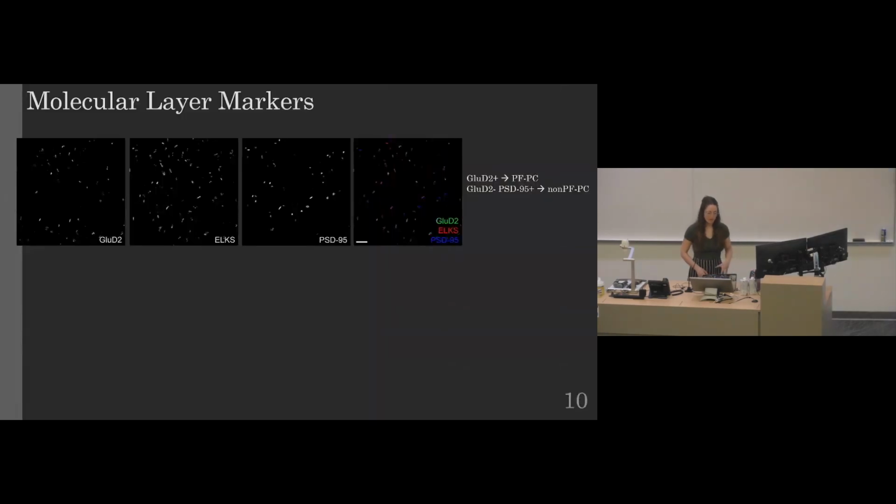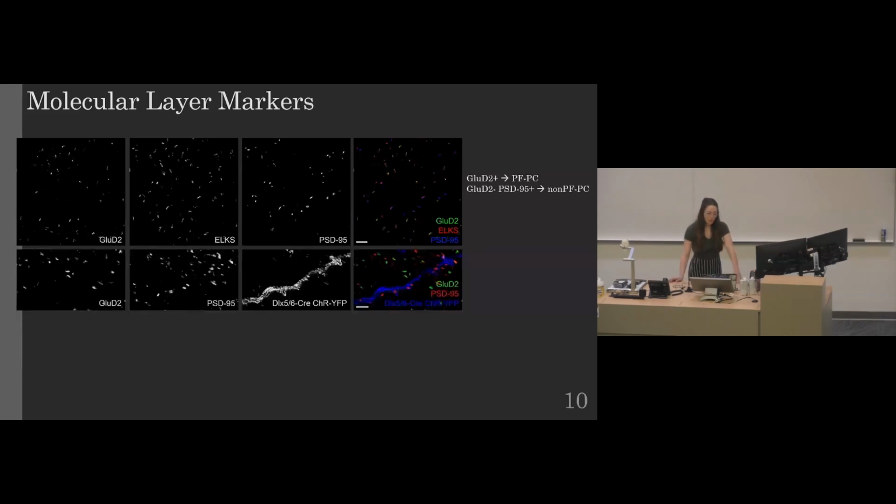So just showing the staining of each of these markers, I have here shown GLUD2, ELKS, and PSD95, and we can see in the merged image that GLUD2 and PSD95 tend to localize to different synapses, both of which are ELKS positive. So I used GLUD2 positive synapses to define parallel fiber to Purkinje cell synapses and GLUD2 negative PSD95 positive synapses to define non-parallel fiber to Purkinje cell synapses.